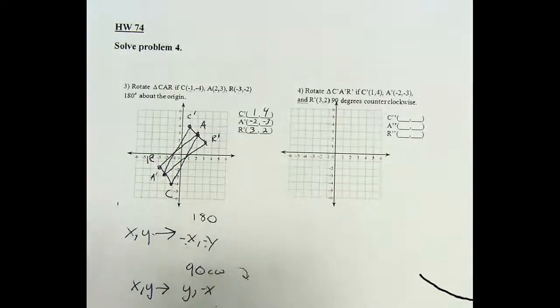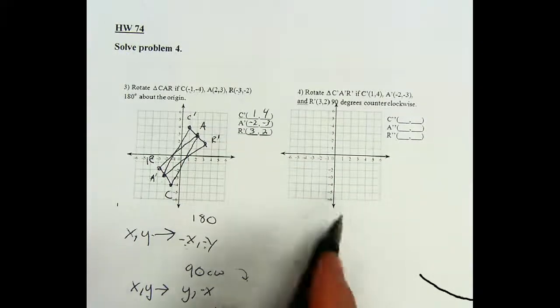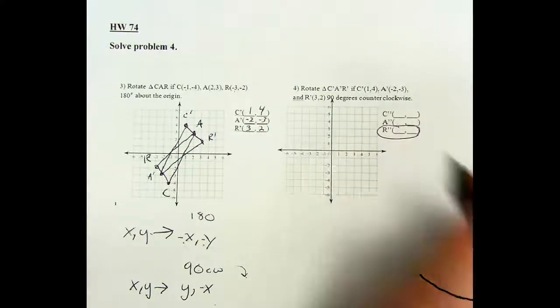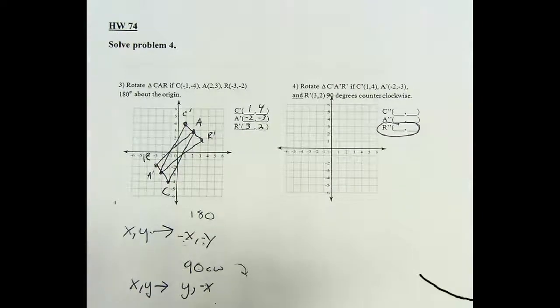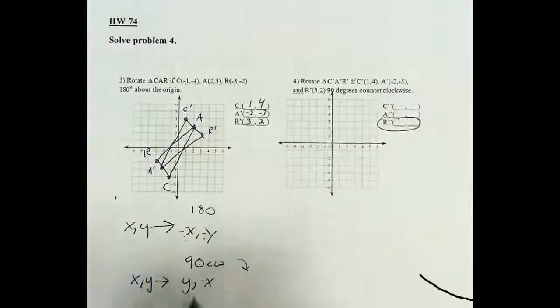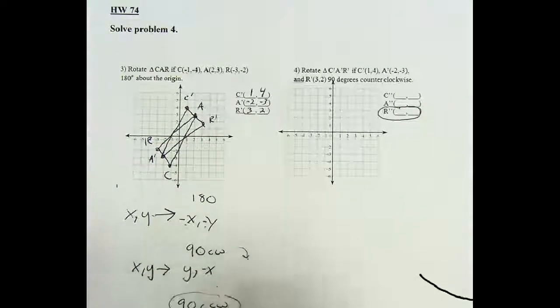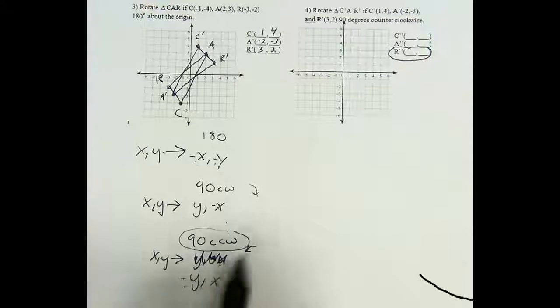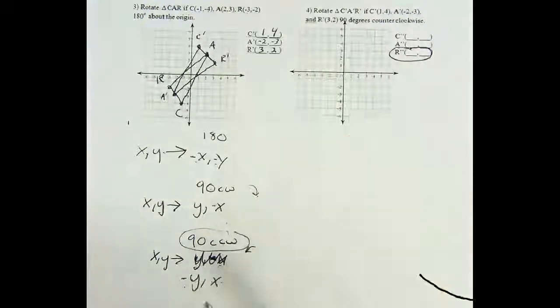That's all it is. So again, when you do this one, all I want you to submit in Google Classroom is R double prime. Okay? Now remember, look at the rule you got to follow: 90 degrees counterclockwise, and that's down here. All right, there's your rule. So I helped you out. So if you follow this, it shouldn't be that bad.